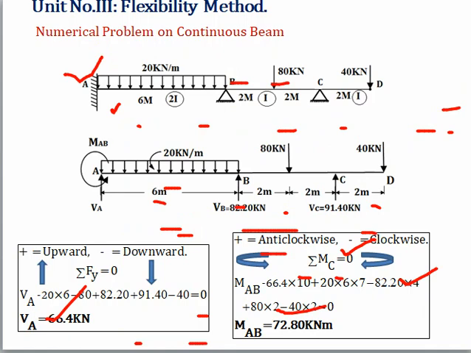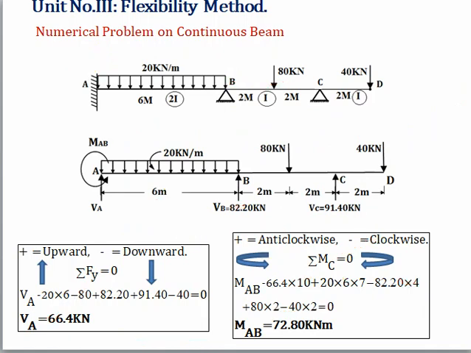Now find out the other unknowns. We know the redundant forces at B and C, that means 82.20 kilonewton at B, and at C 91.40 kilonewton. Now find out the unknowns at A. Let's consider there is a moment MAB acting in anti-clockwise direction, and a vertical force acting in upward direction, say VA. Now consider the first equilibrium equation, summation Fy equal to 0, upward force positive, downward force negative. This is the sign convention. VA is upward, our assumption; we don't know initially.